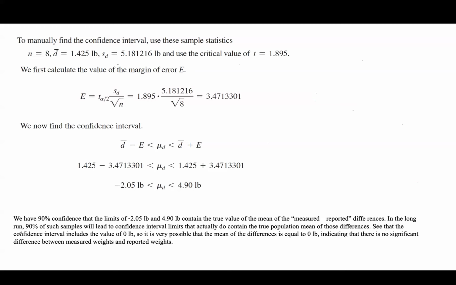So we see that the confidence interval includes 0. So your conclusion is that it's very possible that the mean of differences is equal to 0, indicating that there is no significant difference between measured weights and reported weights.